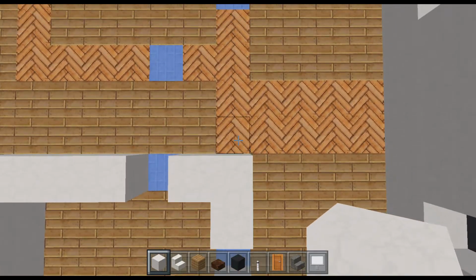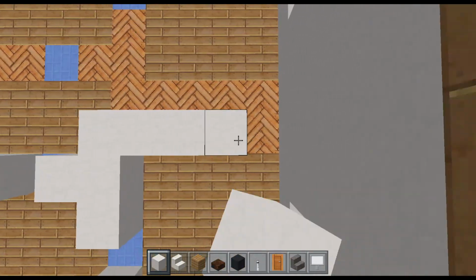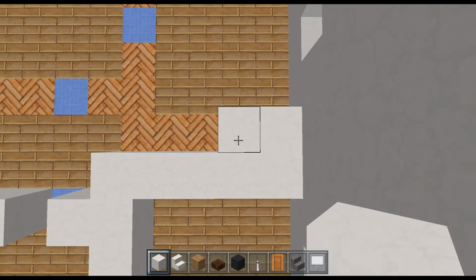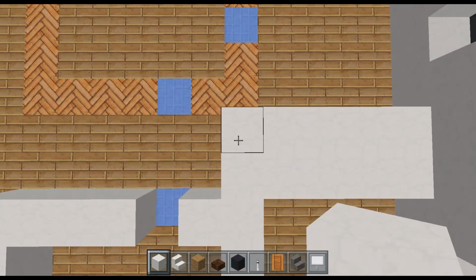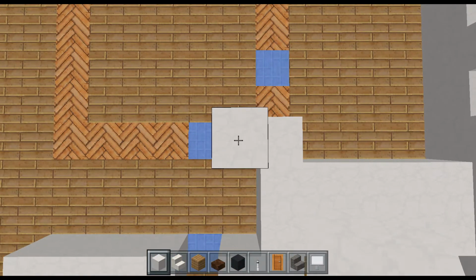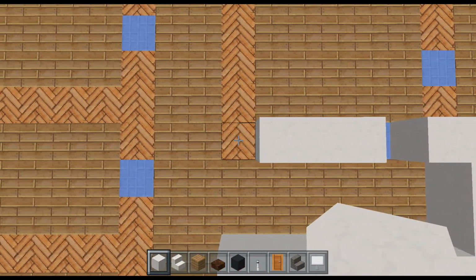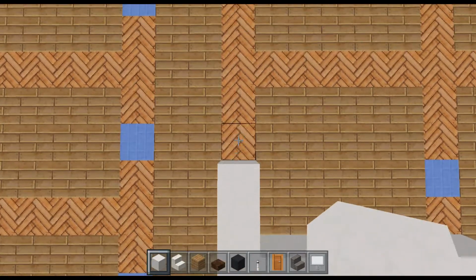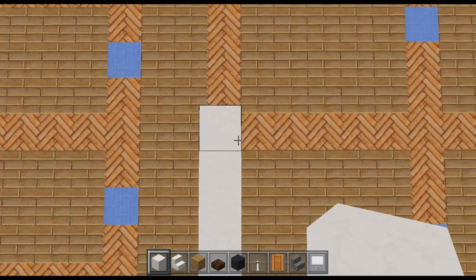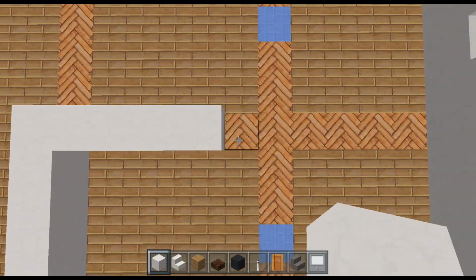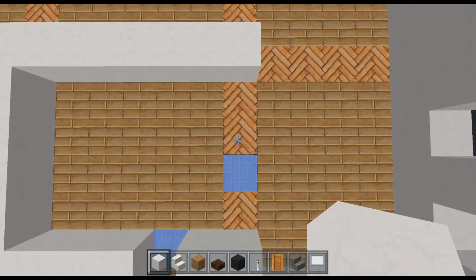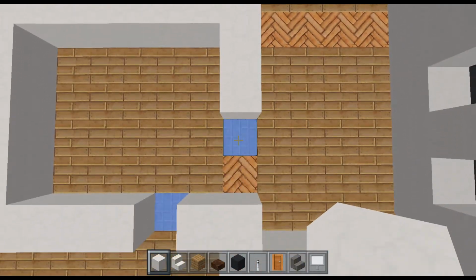Right, double that up again, two forward and double it. And then is it one forward? Yeah, one to your left, then a doorway, then four, then five, then six. Then two down, a doorway, and then one.